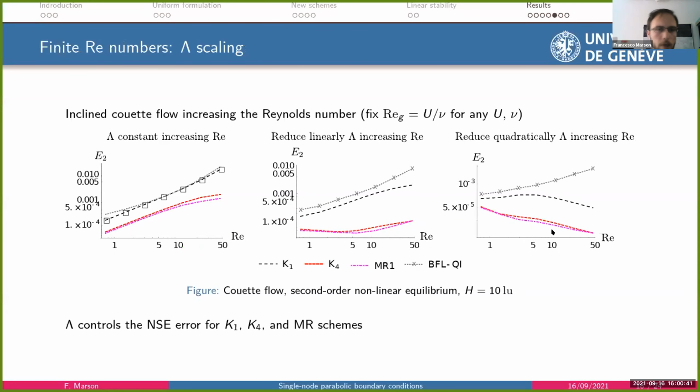Finally, just a few words on our work at finite Reynolds number. We are analyzing the accuracy for increasing Reynolds number, and we realized that to preserve a higher accuracy as we increase the Reynolds number, we have to properly scale the magic parameter with the Reynolds number. Specifically, the best accuracy we get is when we reduce the value of the magic parameter quadratically with the Reynolds number. This will be challenging for stability, of course, but we are planning to study it in relation with the stability optimization.